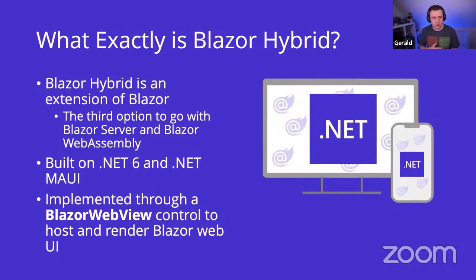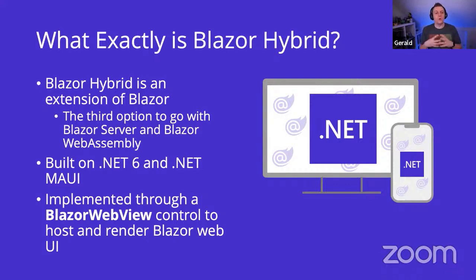So what exactly is Blazor Hybrid? Blazor Hybrid is an extension of Blazor. It's basically the third option that goes with Blazor Server and Blazor WebAssembly, as we've just seen. It's built on top of .NET 6 and .NET MAUI, but the really interesting thing is it's not only implemented for .NET MAUI, it's also implemented for WPF. It's also implemented for, yes, it's still a thing, WinForms. So you can use it with all these things, and that really enables a lot of new scenarios.